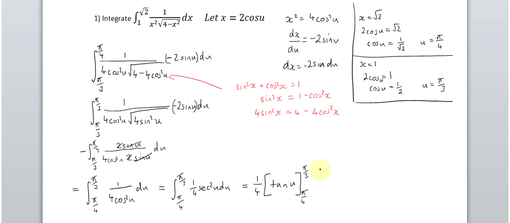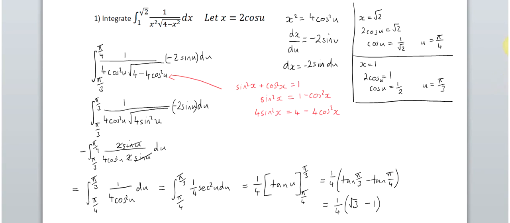Okay, which gives us a quarter times tan of pi by 3 minus tan of pi by 4. Pardon me, which leaves us with a quarter of pi by 3. Tan of pi by 3 is root 3, tan of pi by 4 is 1, and that's it. Job done. Well done if you managed that.